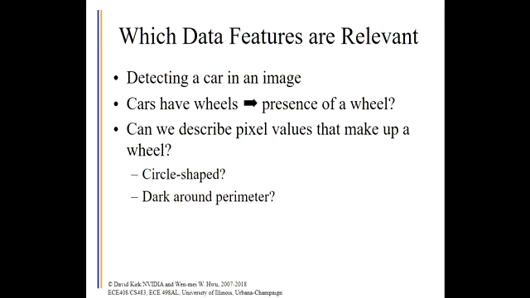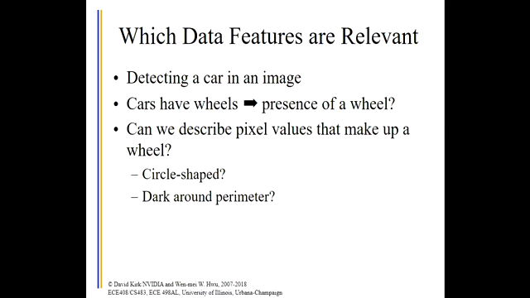And the question is, which data features are relevant? For example, when you detect a car in an image, in fact there's currently a challenge going on right now to detect cars in all kinds of surveillance and drone videos, just detecting cars. Cars have wheels, right? So maybe you should look at the presence of a wheel. But if you look down from above, from a drone, you may not see the wheels, right?